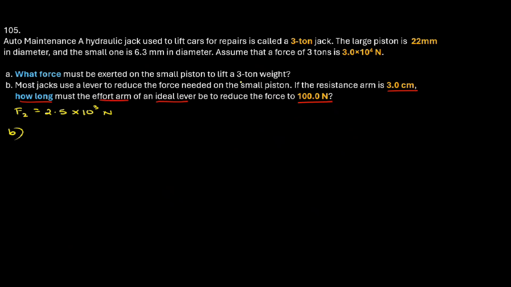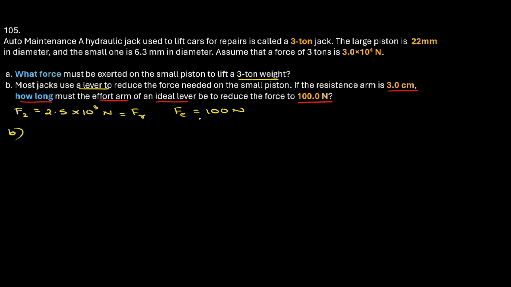In part A, in order to lift a weight of 3 ton, we had to apply a force of 2.5 times 10 to the power 3 Newton. Now to reduce this force, we are going to use a lever in part B, an ideal lever. So this becomes my resistance force, as this is the amount of force I want to overcome. And I want to reduce this force to a force of 100 Newton. So this becomes my effort force, 100 Newton.